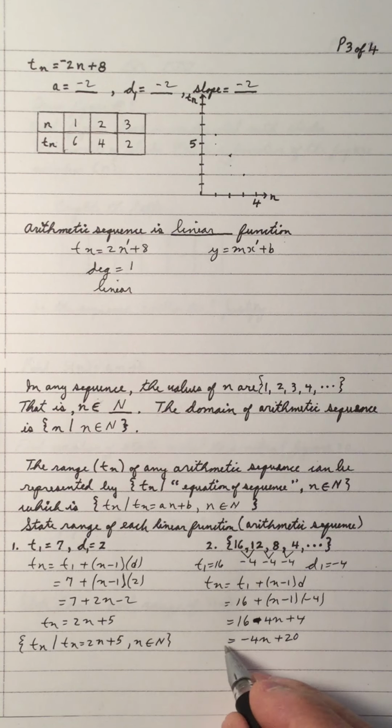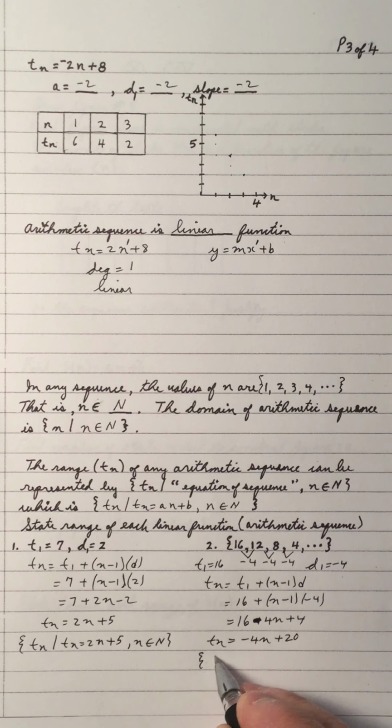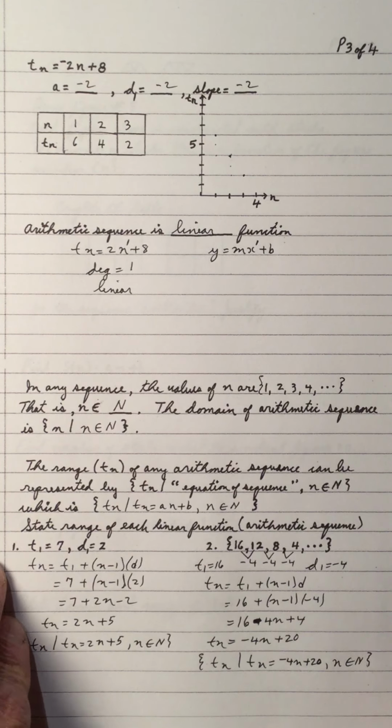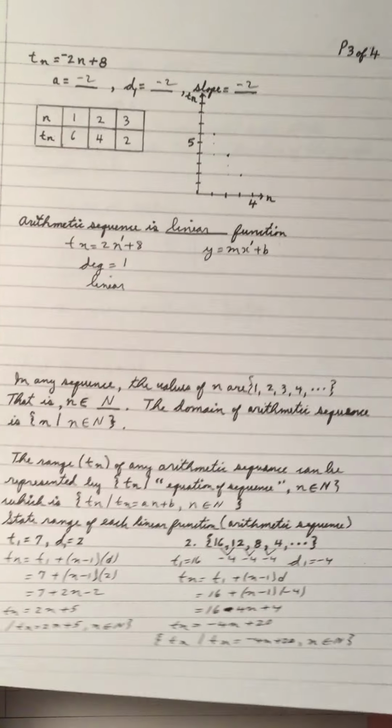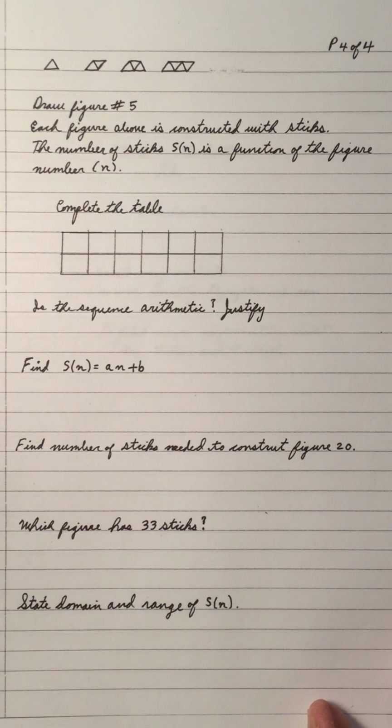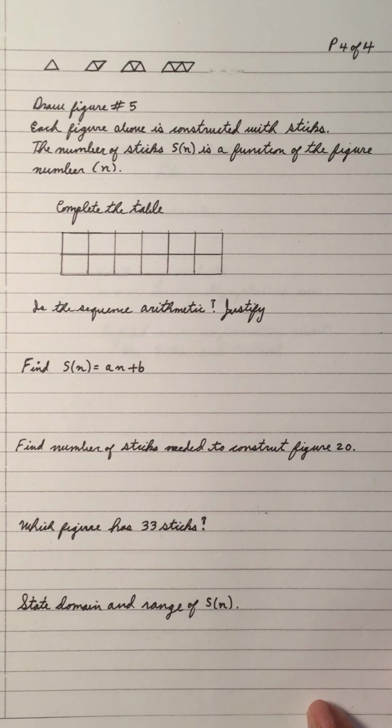So how do I write down the range? It's the set of all Tn such that Tn equals negative 4n plus 20, where n belongs to the naturals. That's how I write the range, by writing the equation. Okay, hopefully you're understanding domain and range. Remember that in arithmetic, the A is first. Think of A as being the first letter in the alphabet. So think of linear as degree 1. An arithmetic sequence is a linear function.